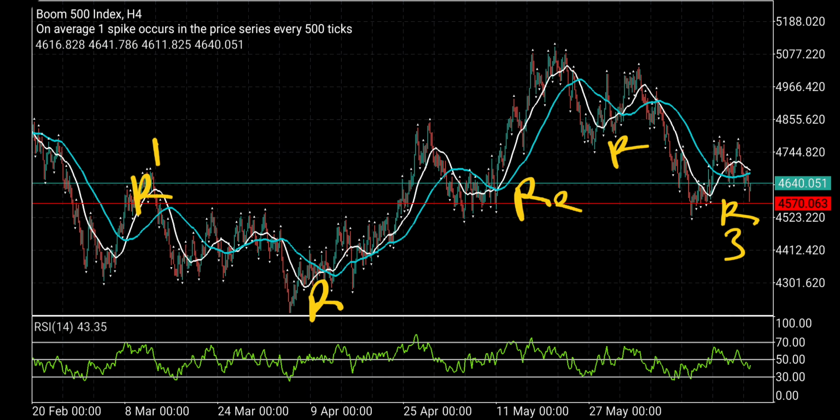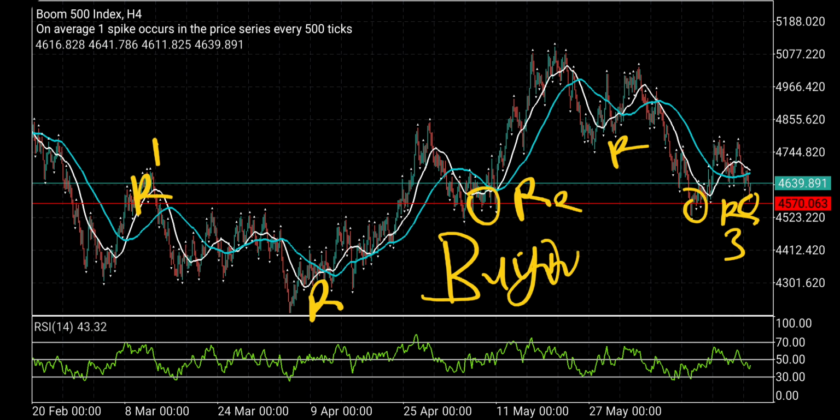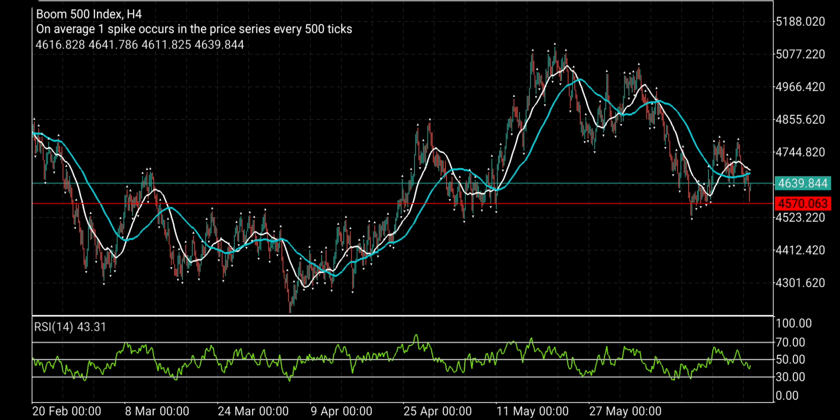So this market might go up. This is the first touch on the resistance, it went up. This is the second touch, it went up. This is the third touch. So this market might go up. So I'm looking for a buying opportunity right here, depending on your capital. If you have good capital, you can enter for a buy right here. That's the 4 hour time frame.